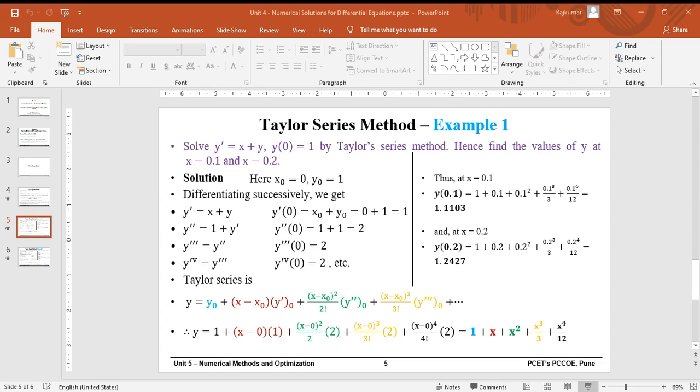Now we will go to the second problem. Again, find by the Taylor series method the value of y when x is equal to 0.1 and 0.2 to 5 decimal places. This is important: whenever such a question comes up, you need to make the necessary changes in your calculator and find the answer up to 5 decimal places.